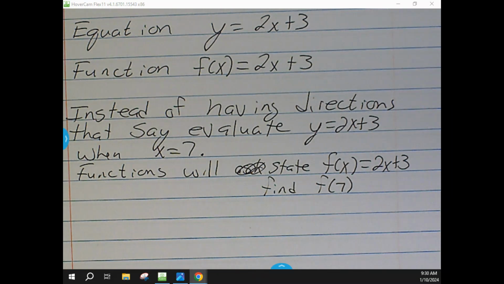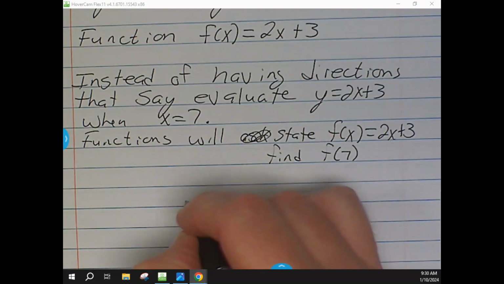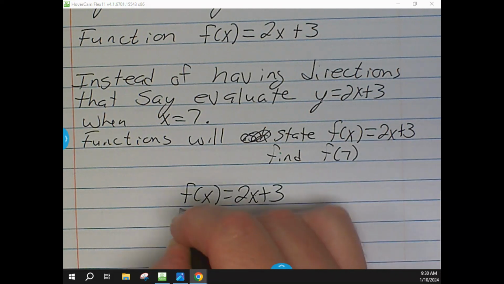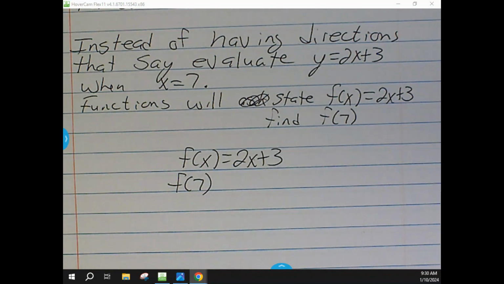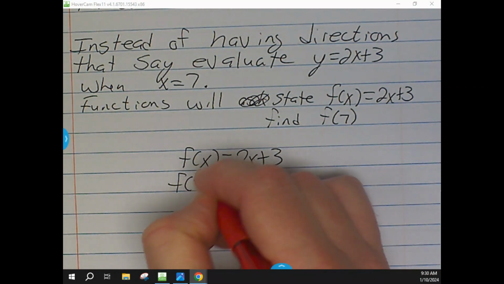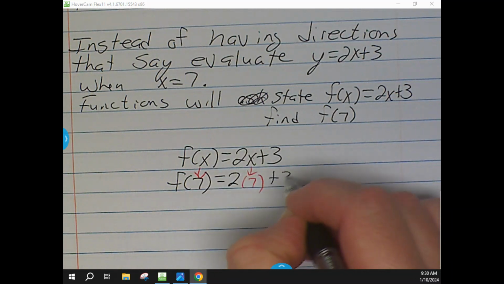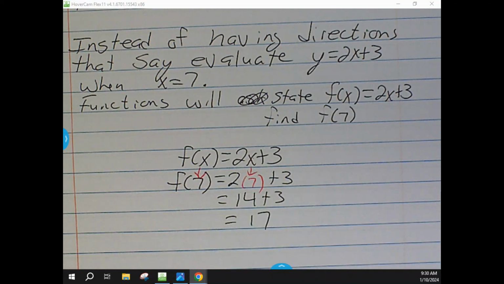Okay. And when you're evaluating these functions and finding these values, the best thing I can tell you is that when they give you a problem like this, write down the function. And then right underneath it, go ahead and write down the number that they tell you to evaluate. Then everywhere you have an x, you take out the x and replace it with a 7. Everything else is just working around that problem. It's 2 times 7 for 14, plus 3 would be 17.